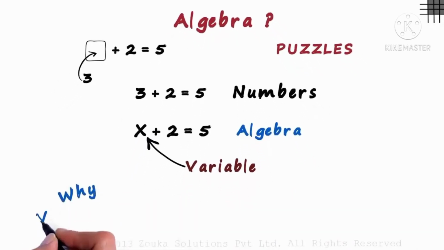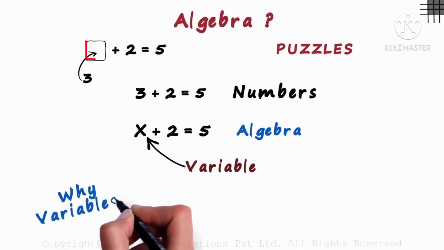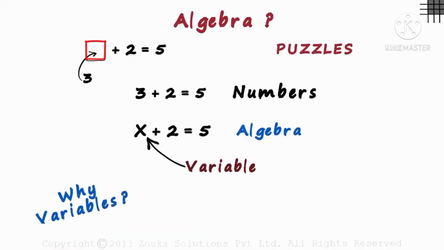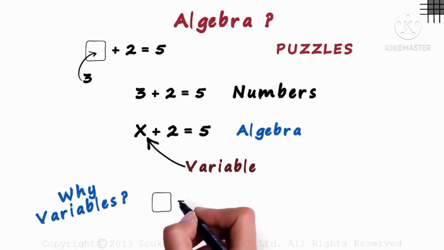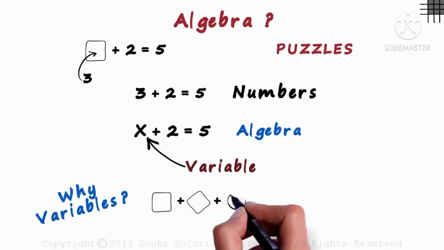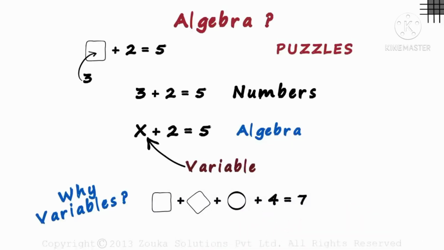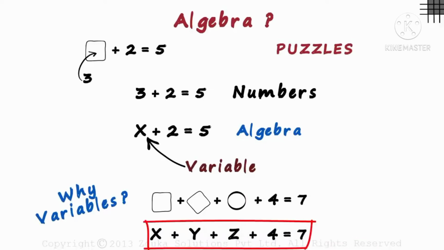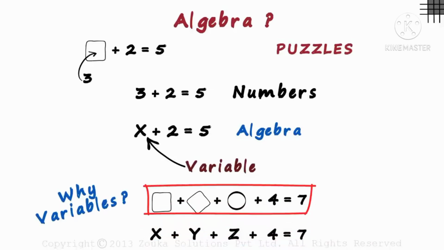But why use variables? Why not boxes like these? Let's assume there are 3 unknown numbers. Using shapes, we can write it as a square plus a slant square plus an empty circle plus 4 equals 7. You had to think of different shapes. Using variables, we can write it as x plus y plus z plus 4 equals 7. This was a little more convenient as compared to the previous case.